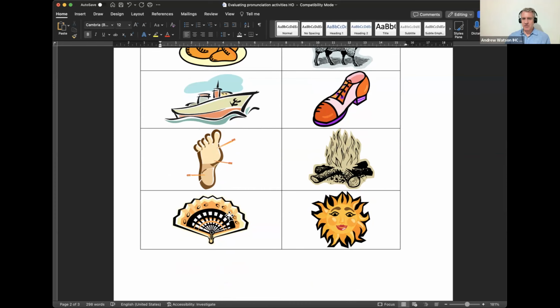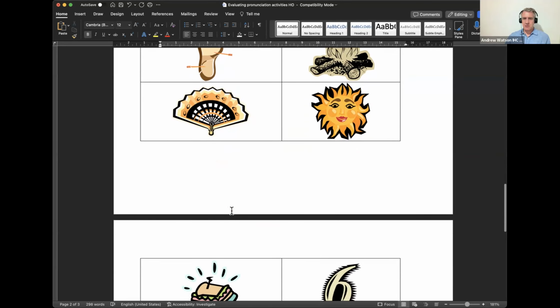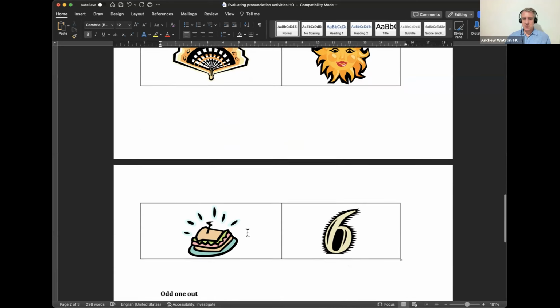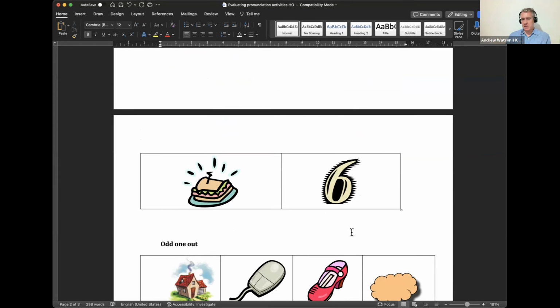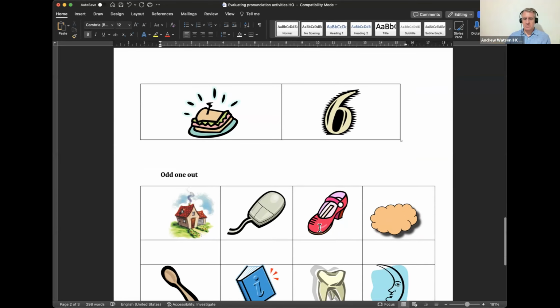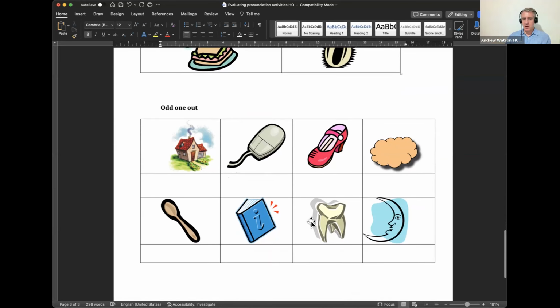Then you've got foot, fire, and fan. You've got sun, sandwich, and six. So the idea is that they have to try and collect families with the same sounds, right? Odd one out. So which is the odd one out in the first line? Can you tell?